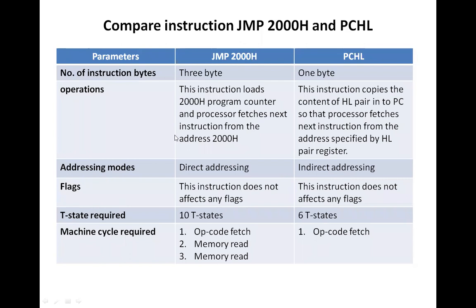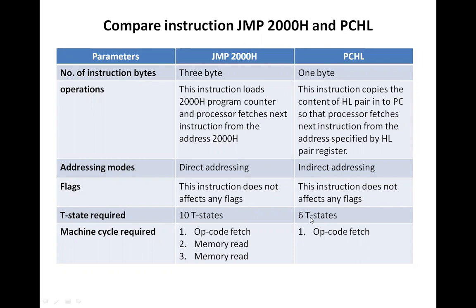Now the number of T states required. If the jump instruction is being used, 3 memory locations will be used for storing it. What will that be? It will be opcode fetch, which will take 4 T states, memory read for reading the lower byte address, and memory read for reading the higher byte address. So it will take 3 machine cycles. But PCHL is a single byte instruction and there is only 1 machine cycle in it. And this one machine cycle is going to take 6 T states.